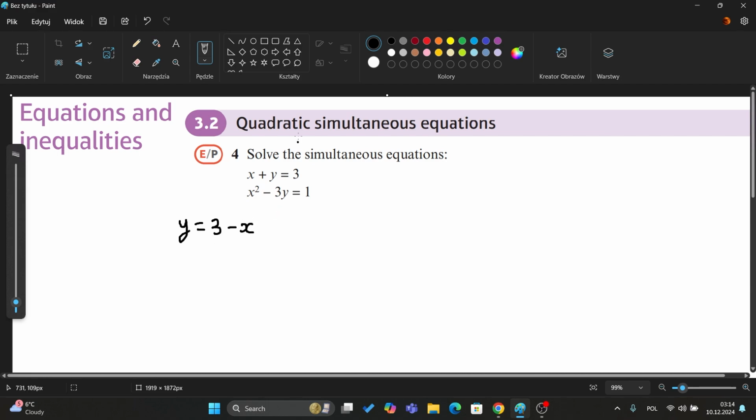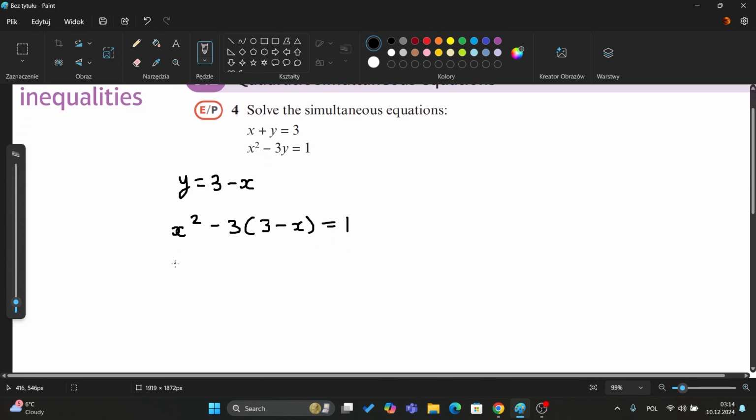And I've done that because then I don't have to expand the x squared, which could take a lot of time. I'm just going to times it by minus 3y. So here will be x squared minus 3 and the y equals to 1, and x squared minus 9 plus 3x is equal to 1. So x squared plus 3x minus 10 equals to 0.